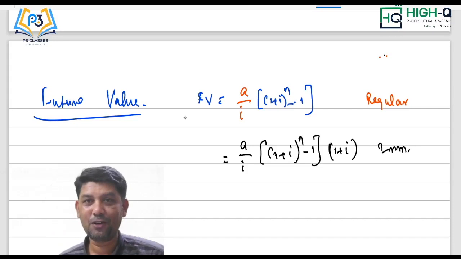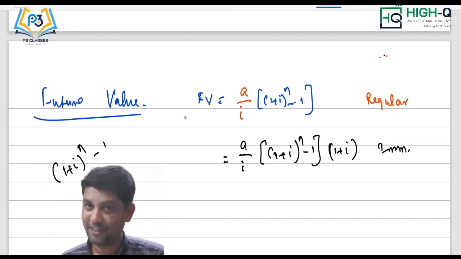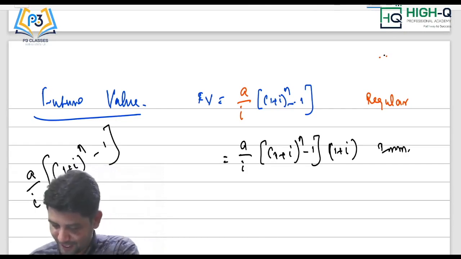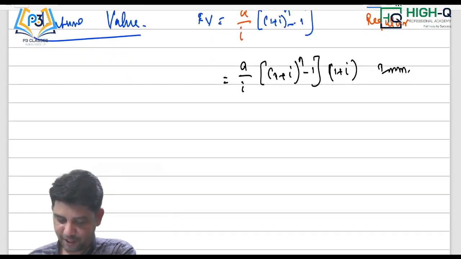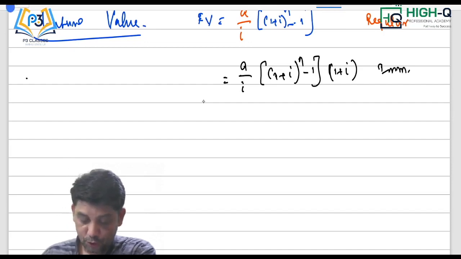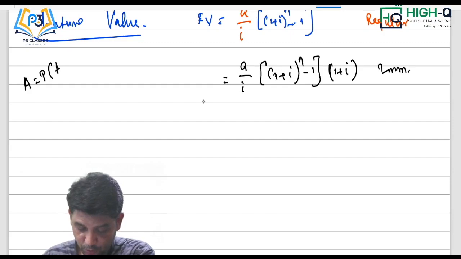If you know the effective rate of interest formula, what are the advantages? I'll tell you. When you multiply it by P, you get compound interest. When you multiply it by A by I, you get future value. Now, you know the amount formula without this one: P into (1 plus I) the whole power n. This is the compound interest formula we discussed in the last session.